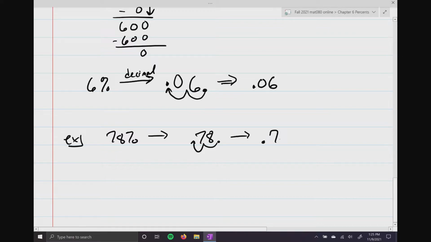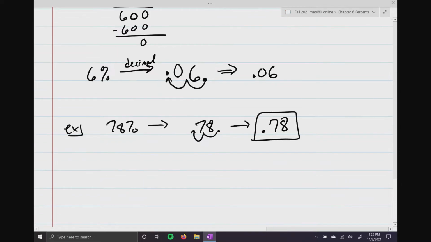And that gives you 0.78. And that's what 78% is as a decimal. Let's try another one here. How about 135%? Well, once again, on a whole number, the decimal's on the far right, so you just move it 2 places to the left. That's going to give us 1.35.